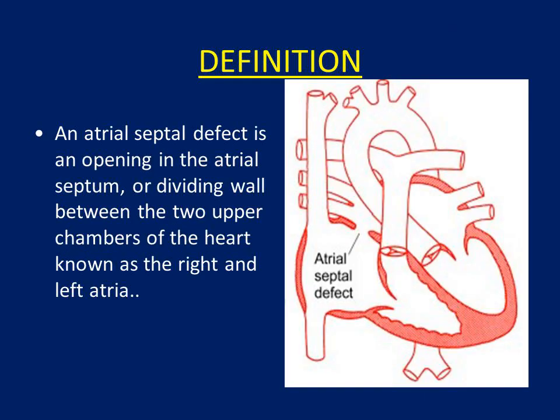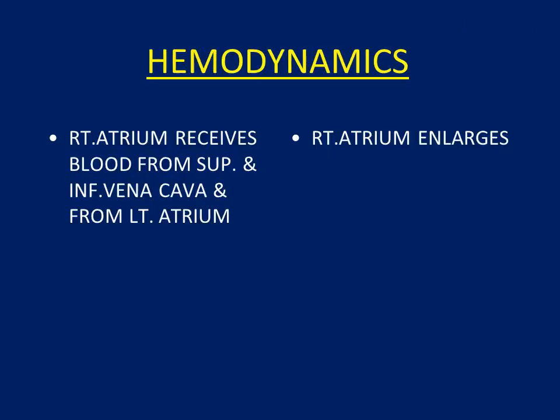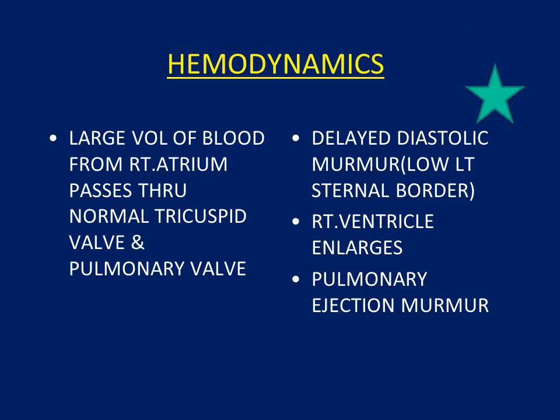Definition: an atrial septal defect is an opening in the atrial septum, or dividing wall between the two upper chambers of the heart known as the right and left atria. Hemodynamics: the right atrium receives blood from the superior and inferior vena cava and from the left atrium. The right atrium enlarges. A large volume of blood from the right atrium passes through the normal tricuspid valve and pulmonary valve.